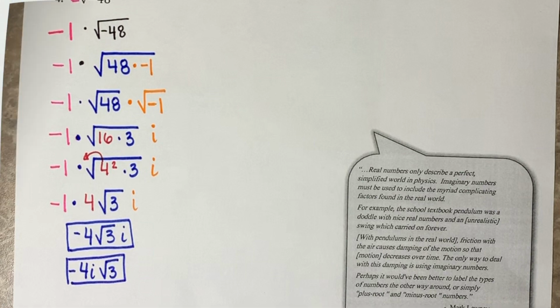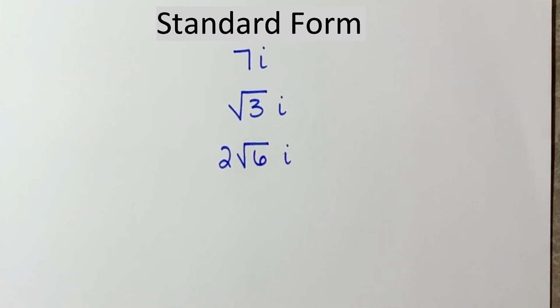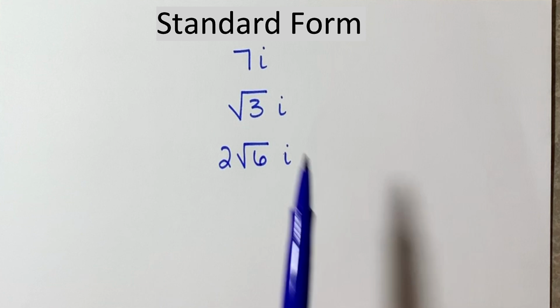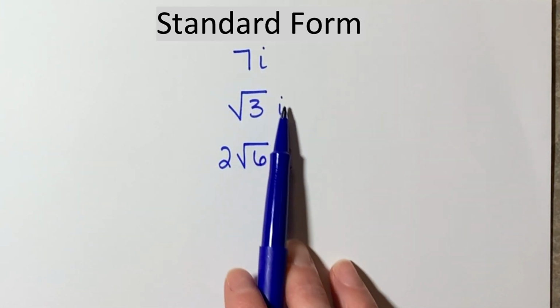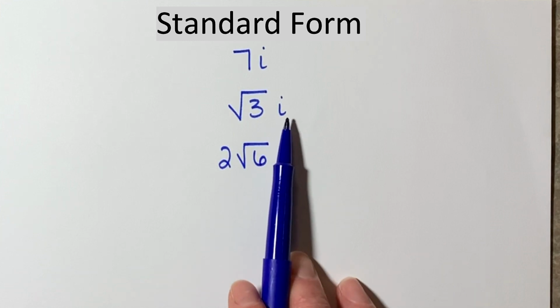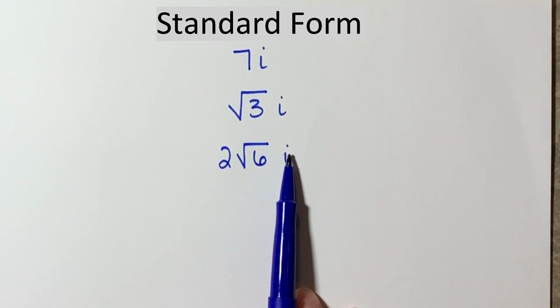Let's quickly review standard form for problems involving imaginary numbers. Here are some examples of pure imaginary numbers written in standard form. For pure imaginary numbers, standard form means that you've written the coefficient first and i last. And make sure your i is never underneath the radical.